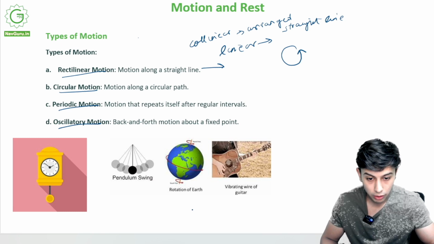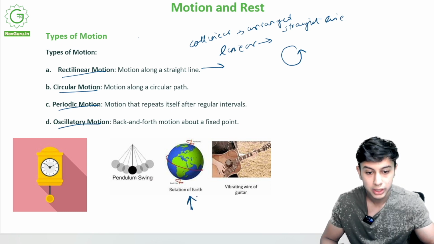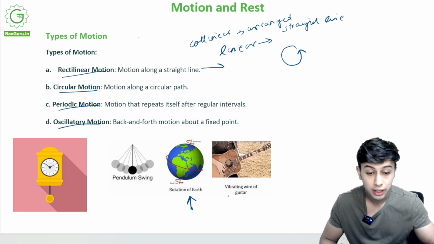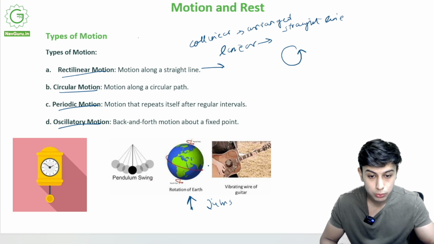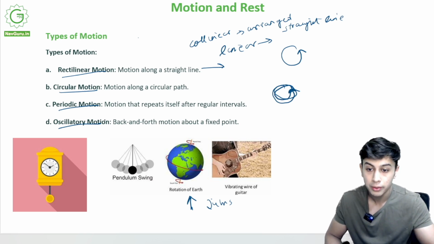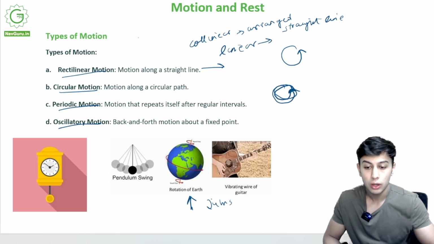The example of a periodic motion would be the rotation of the earth. We always have day and night. After 24 hours there will be day. Earth is rotating in this way. It will come up to this point after 24 hours. It will go over here, again reach 24 hours, again reach 24 hours. This is periodic motion.